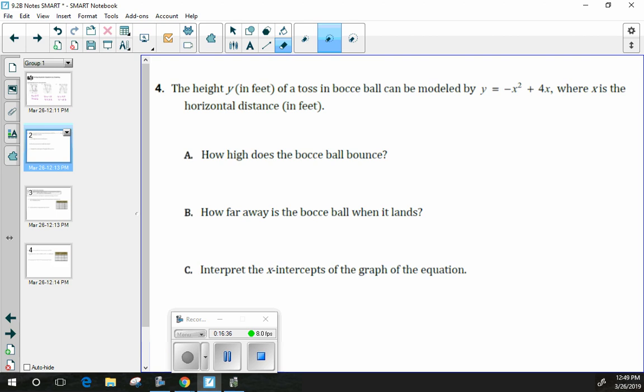Have you ever played bocce ball? Anybody know? No? It's like a little white ball right here, and you try to get the other ones close to that. Is that how that works?